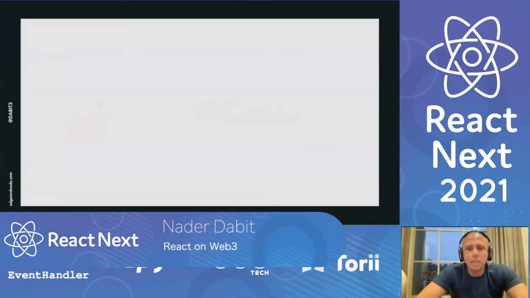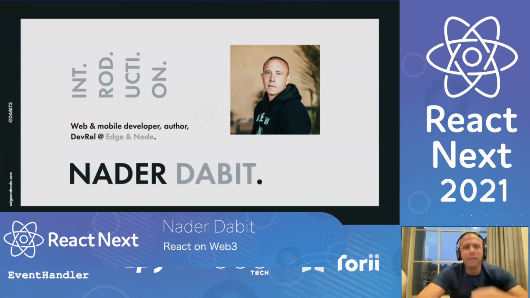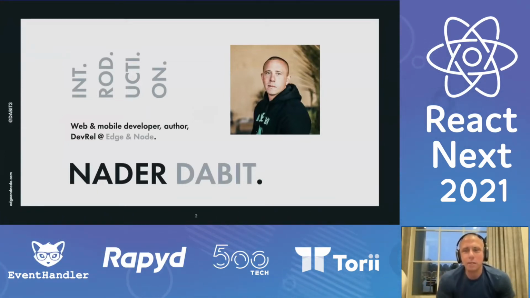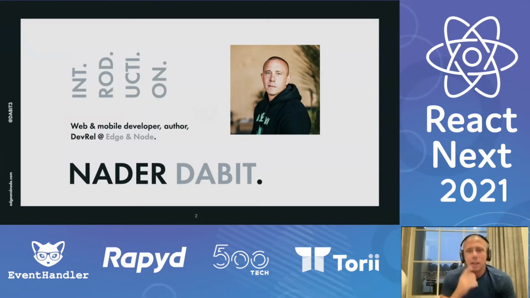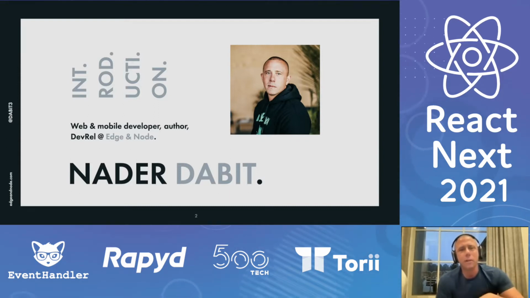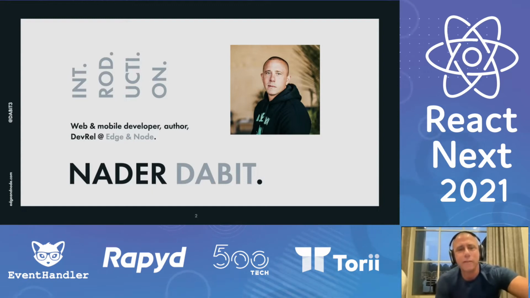So my name is Nader Dabit. I'm a developer relations engineer at Edge and Node, which is a Web3 blockchain startup that was created in February of this year. So it's a fairly new team. And we focus on continuing building out protocol support for a protocol called the Graph Protocol. We also do venture capital, we do dApp development, and we do a handful of other things.